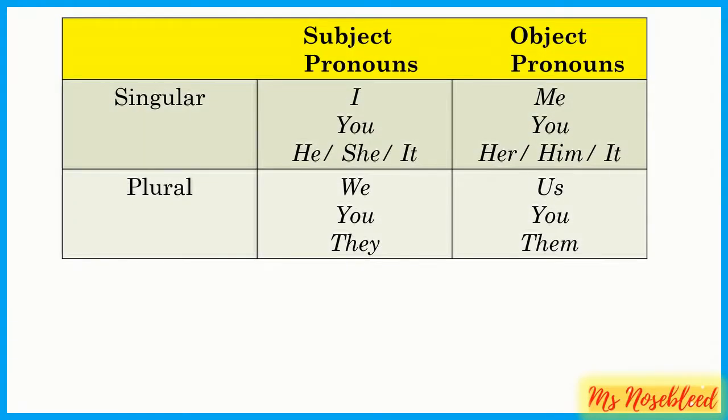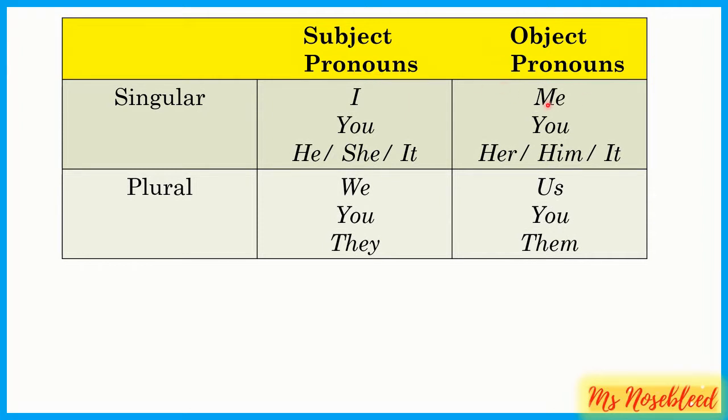Now there are different kinds of pronouns. First, we're going to talk about subject pronouns. These are I, you, he, she, it for singular, we, you, they for plural. Subject pronouns are used as subjects of sentences. So they're usually in the beginning of a sentence, and usually that is what's being talked about in the sentence.